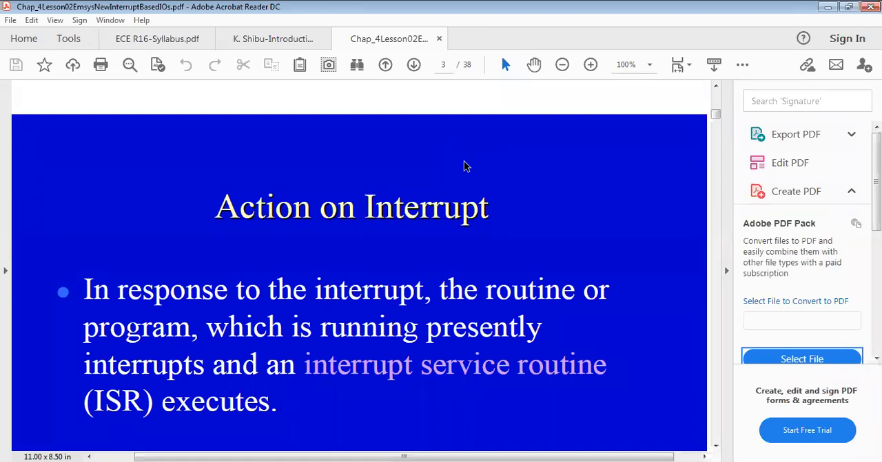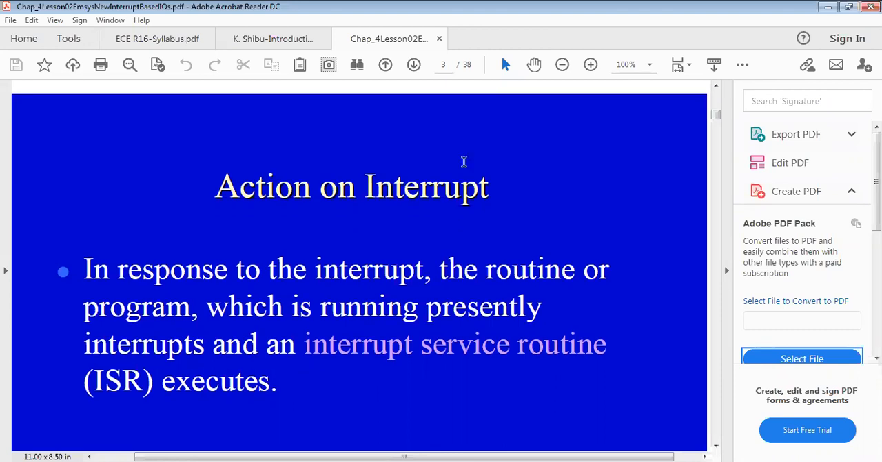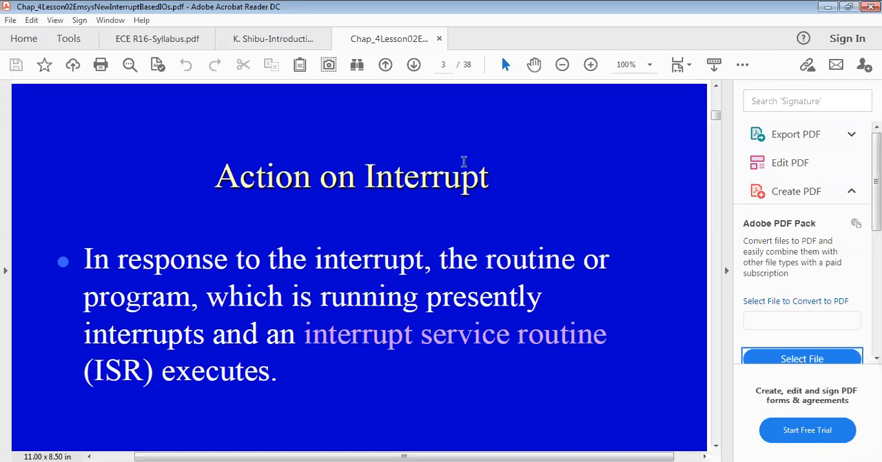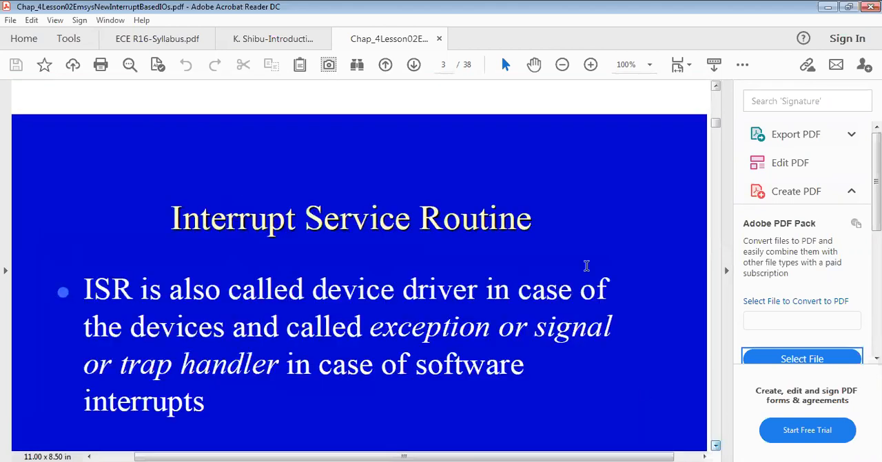Here also, interrupt service routine. That service routine is common for those interrupts. What actions they do is the service routine, but what action is performed depends upon the type of the interrupt. That is also readily available for that machine.